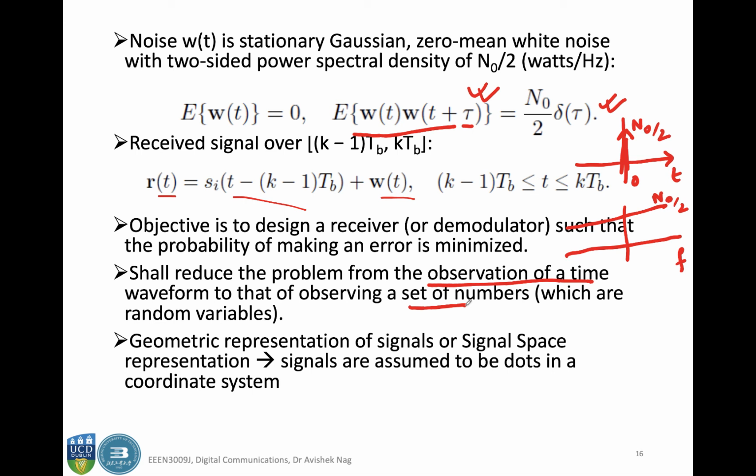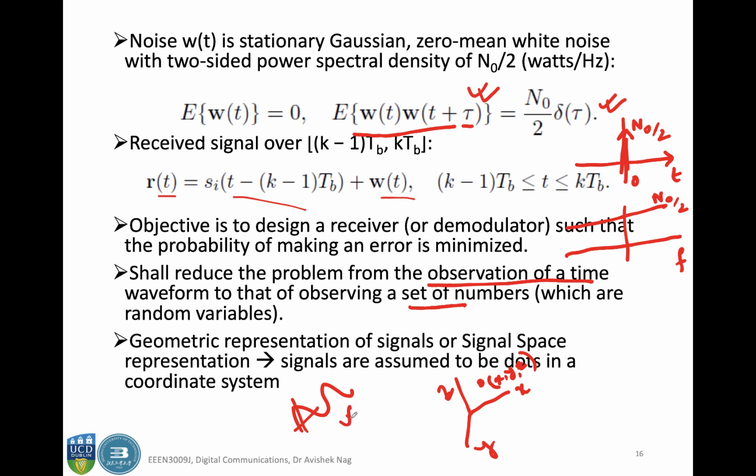So that is why we need the geometric representation of the signals, or we need to have a signal space representation, where signals will be assumed to be dots in a coordinate system. So we have to find out or define that coordinate system where, by some miracle, let's say this is an XYZ coordinate system, and a signal, instead of looking like a time domain signal like this, will just look like a dot in the signal space, and then this is basically a number that is defined by its XYZ coordinates.